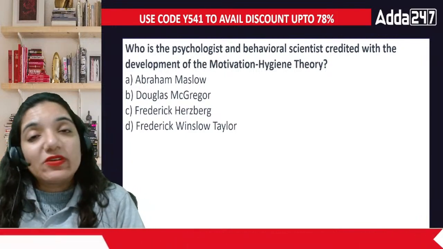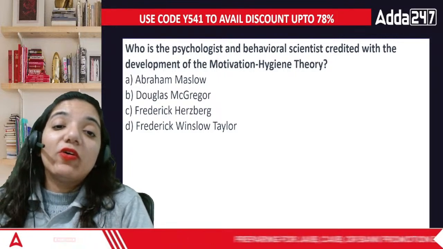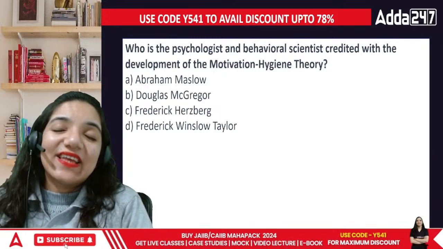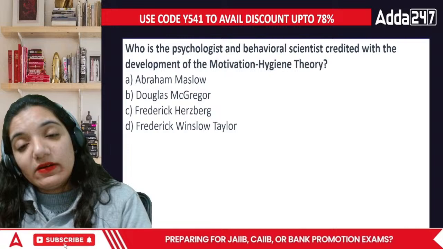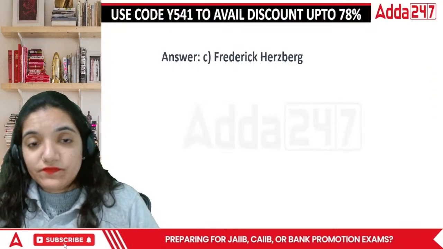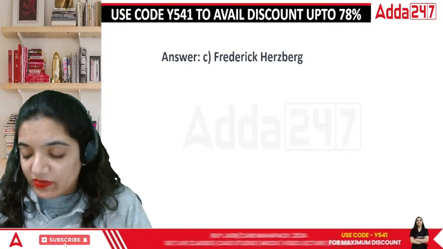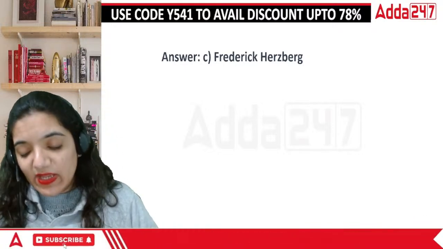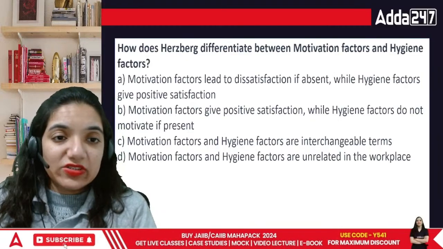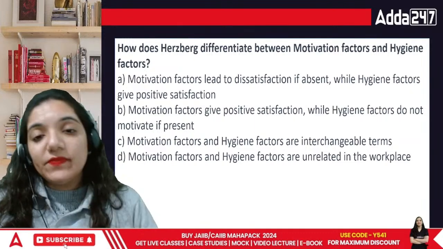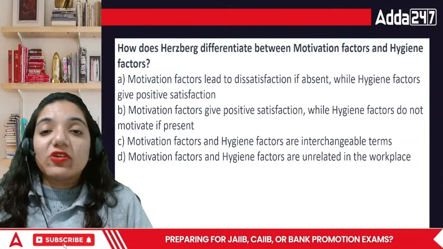Who gave this particular theory? Was it Abraham Maslow, Douglas McGregor, Frederick Herzberg, or Frederick Winslow Taylor? That is F.W. Taylor. Motivation hygiene theory is given by Herzberg. The name is Frederick Herzberg. Herzberg gave the two-factor theory, or motivation hygiene theory, or satisfier dissatisfier theory. Those are the different names of this particular theory. Now let's talk about the next pointer.